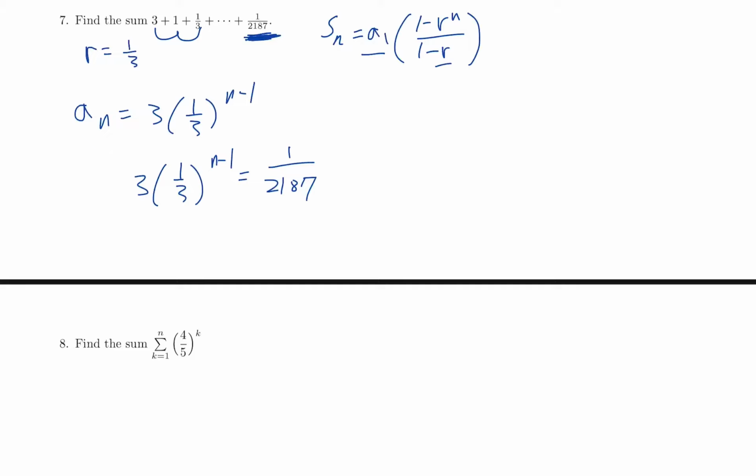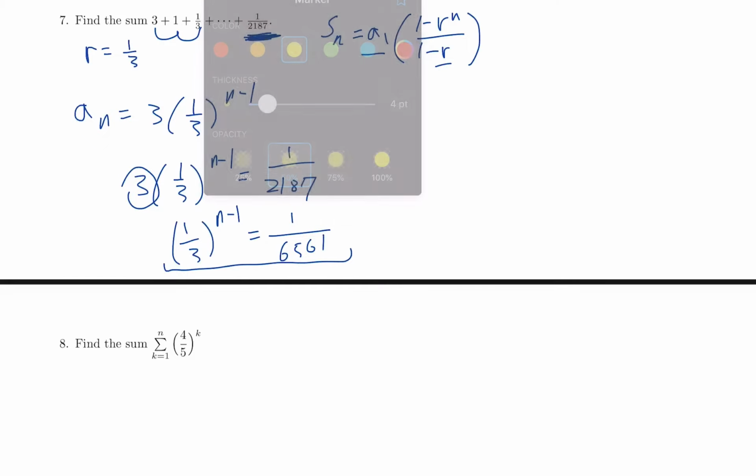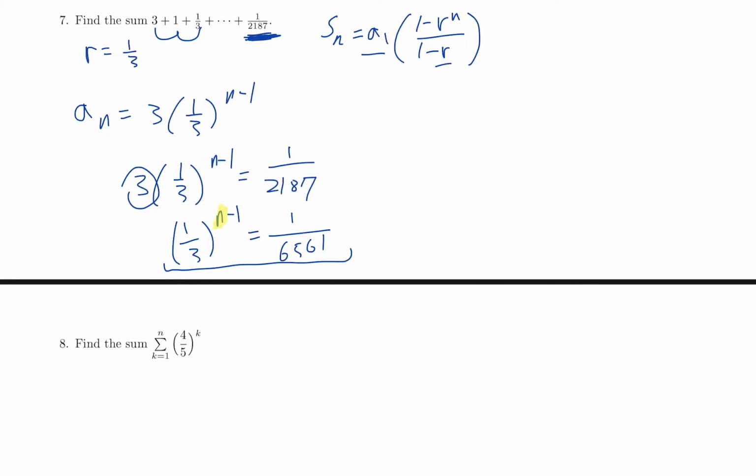So we can divide by 3 on both sides, then we get 1/3 to the n minus 1 equals 1 over 2187 times 3. Since we're dividing by 3 on both sides, we get rid of this, right? So 2187 times 3 gives me 6561. Okay. So here, there are 2 ways to solve for n. One is using log.